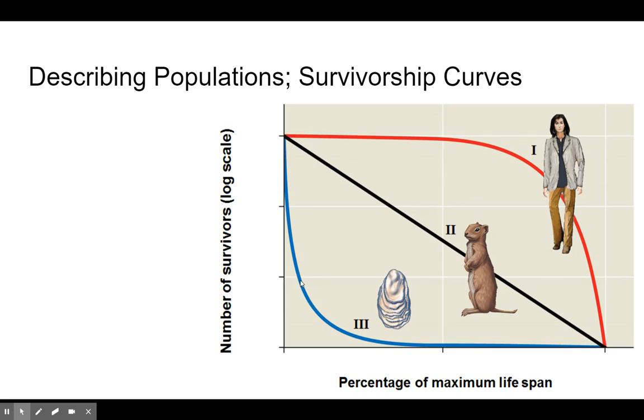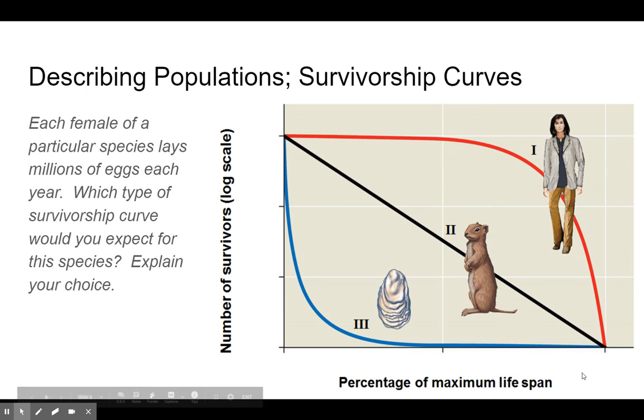And you tend to see that with things like insects that produce thousands and thousands of offspring. Lots of them die before they even get very far in life. And then it levels off after that. And other types of species like this groundhog have a fairly steady mortality rate throughout their entire life. So here's one more example.